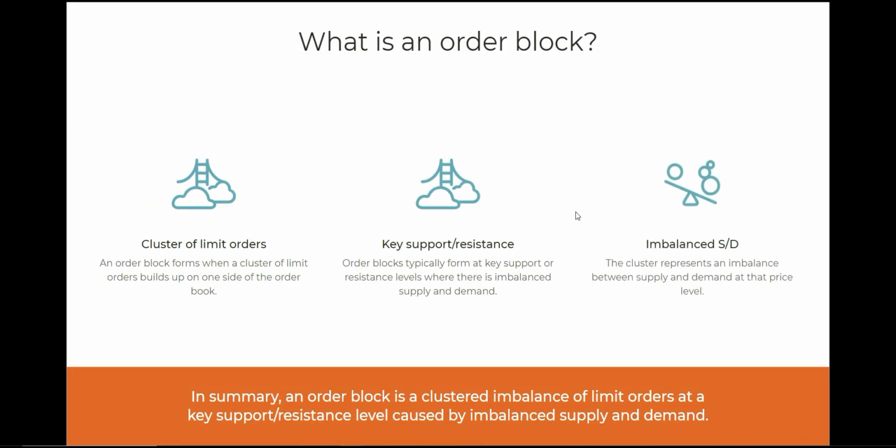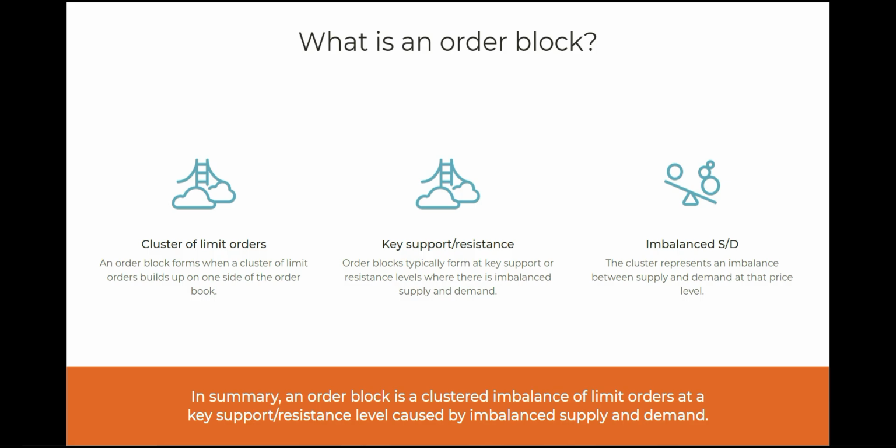Okay, so starting off, what is an order block? An order block, guys, is a cluster of limit orders. It's a key level of a support resistance area where there's a lot of selling and buying pressure. An order block forms when a cluster of limit orders builds up on one side of the order book. So you can also call it key support and resistance levels.